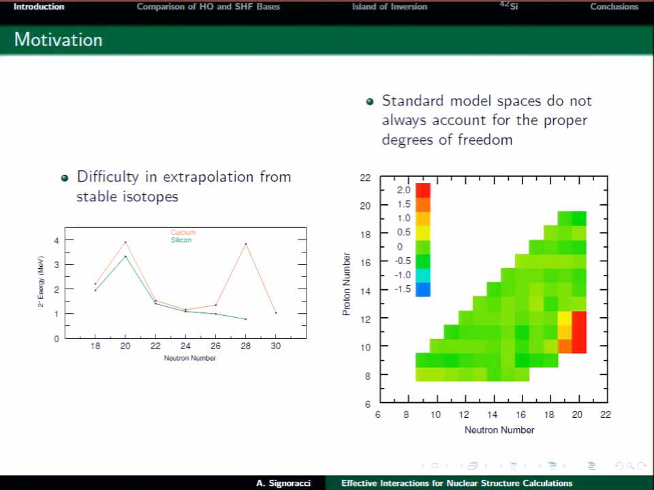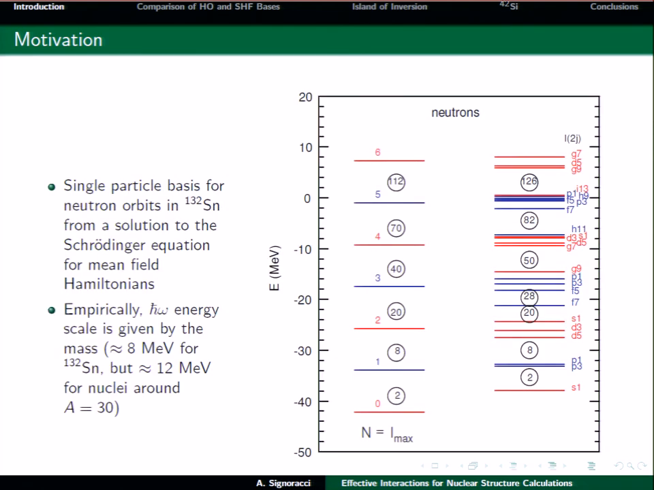I mentioned that the 2+ excitation energy of even nuclei display enhanced stability for certain numbers of neutrons and protons. The 2+ energy is shown here as a function of neutron number for the calcium isotopic chain in orange and the silicon isotopic chain in green. For calcium, you see prominent peaks at N = 20 and N = 28, which are indicative of this type of shell closure shown here on the prior slide, N equals 20 and N equals 28.